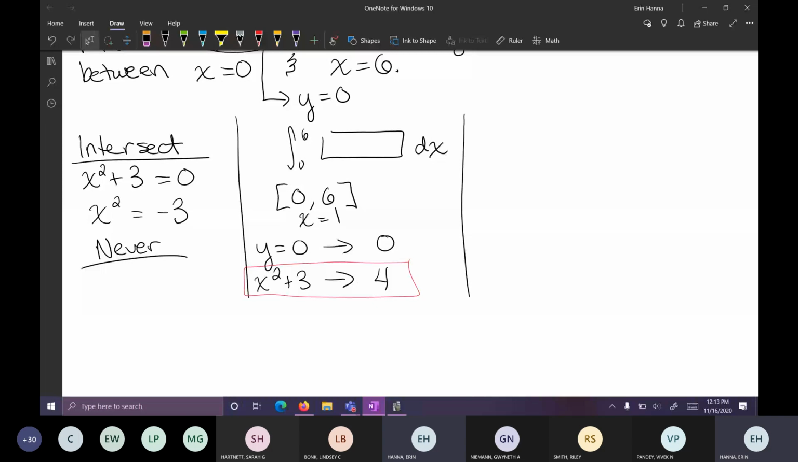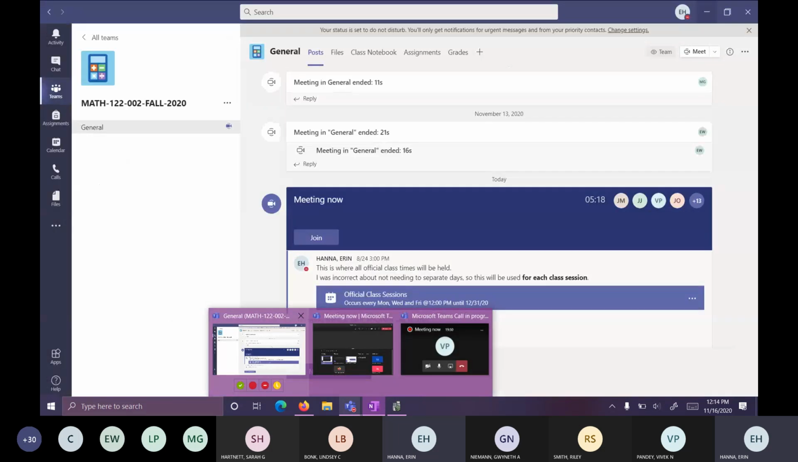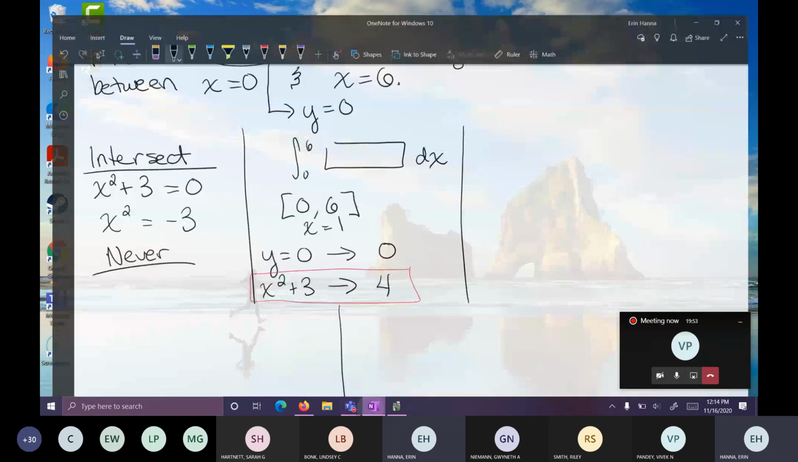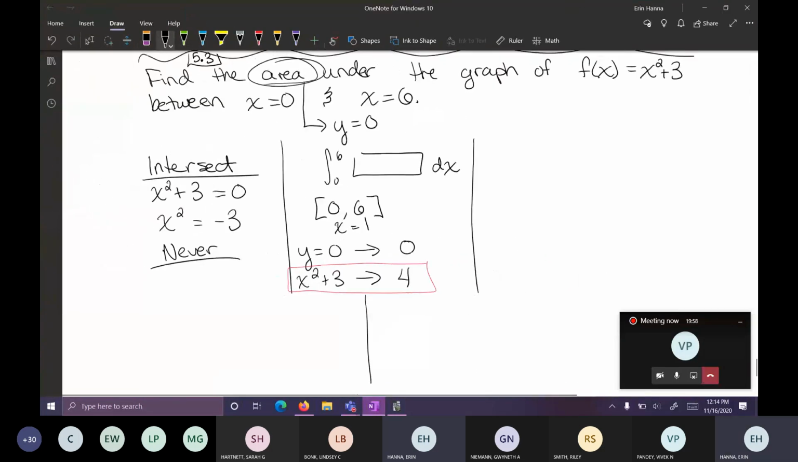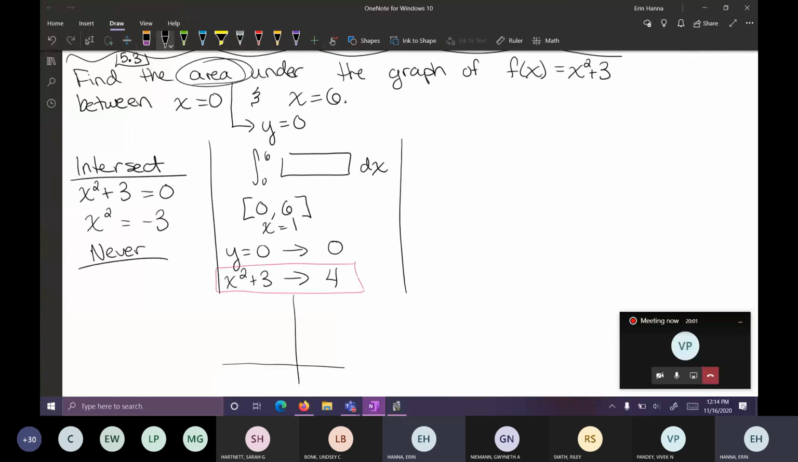Again, you can graph it as well. How to see it on the graph. So if we were to graph this, it would look something like this.